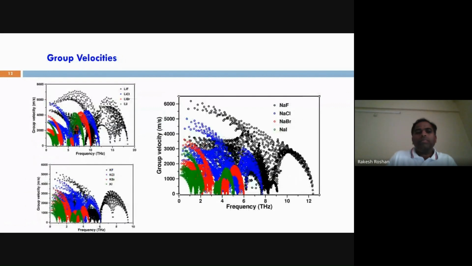And we also calculated the group velocities. The relation between KL and group velocities is also directly proportional. Once again, let me show you the NaX series. You can see the black one is NaF, followed by the blue one, which is NaCl, the red one, which is NaBr, and the green one, which is NaI. As you can observe, the group velocities are also decreasing as I move from F to I. So you can see a proper pattern being observed in all the studied compounds.